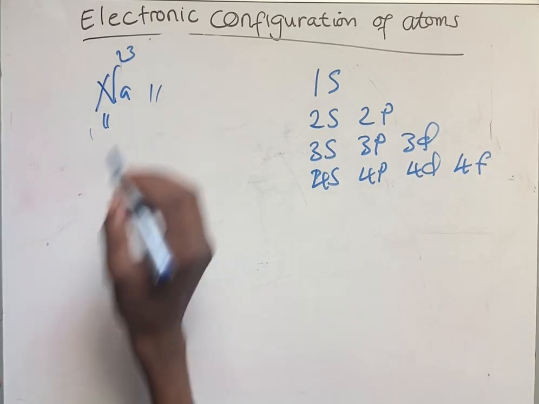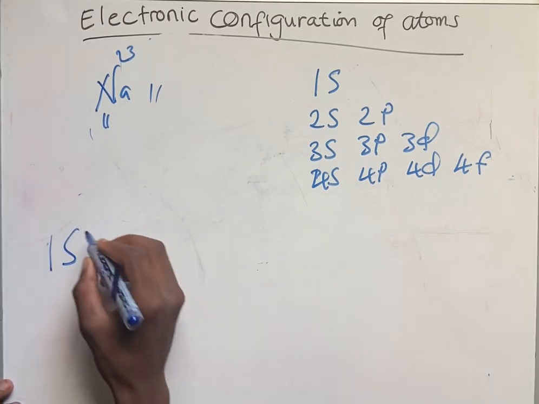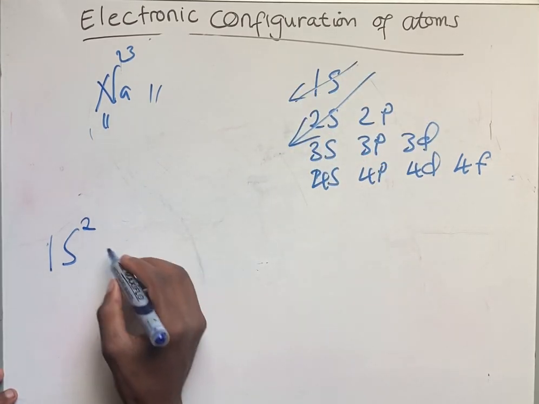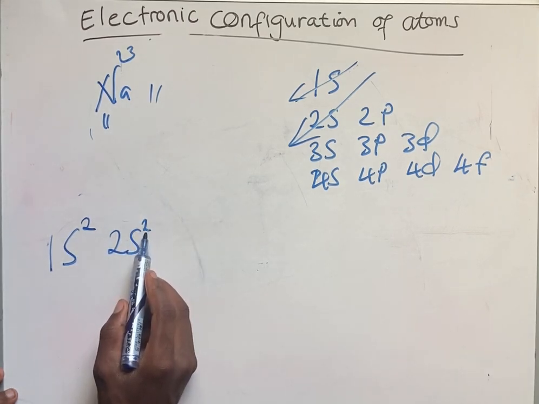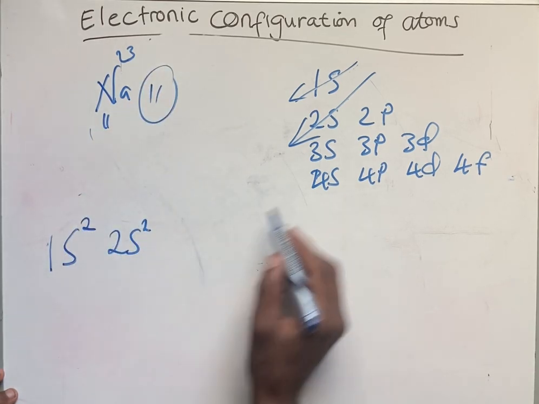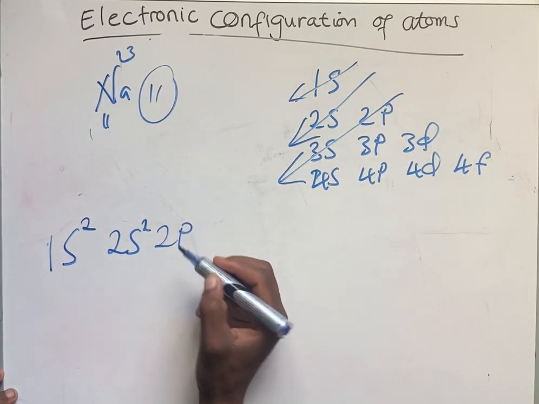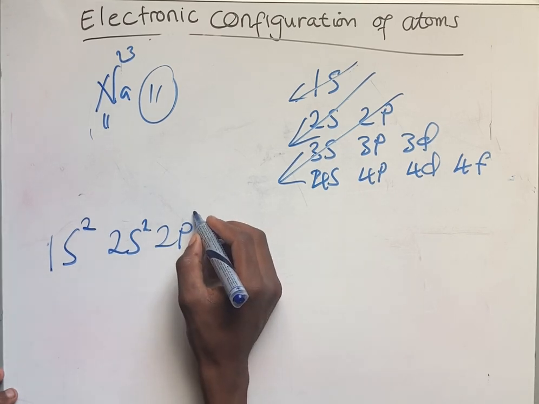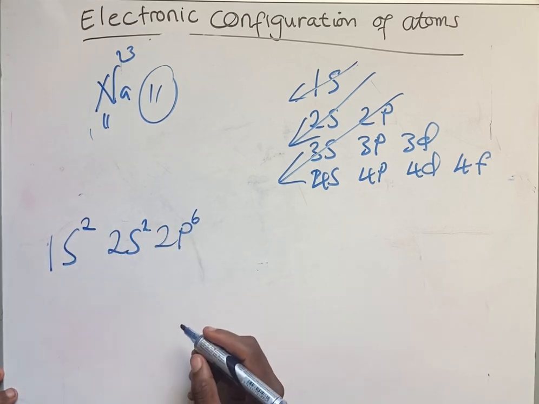Sodium has 11 electrons, so we have the 1s, which can accommodate 2 electrons. Then we're done with that. Next we have the 2s, which can also accommodate 2 electrons. 2 plus 2 is 4, so you should be adding, because the total number should be 11. Then we have the 2p orbital, which can accommodate 6 electrons. In this case we have 4 plus 6, which is 10.